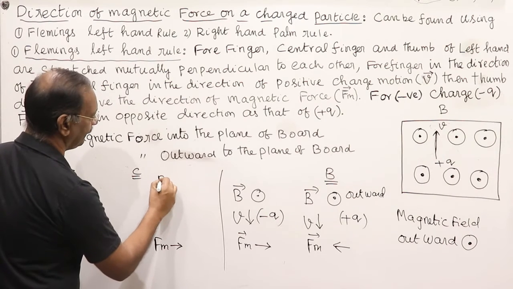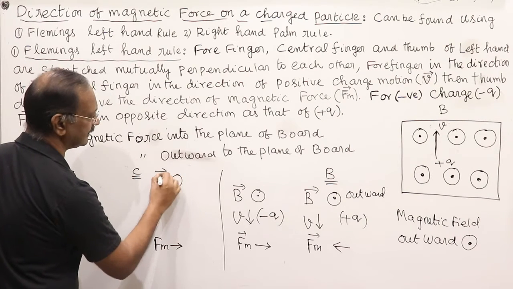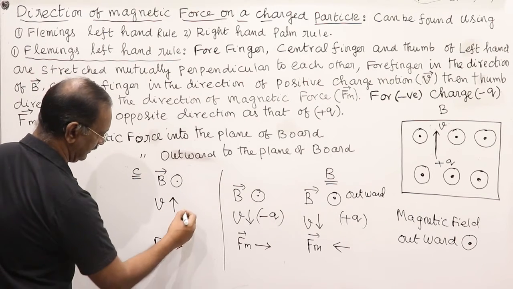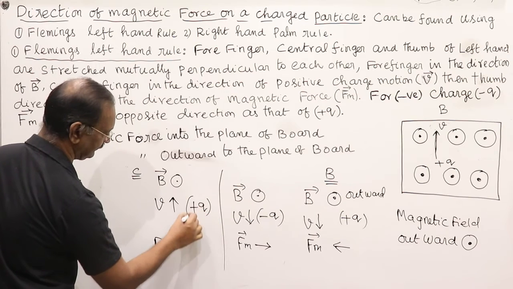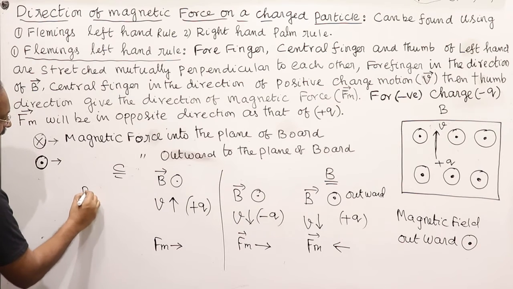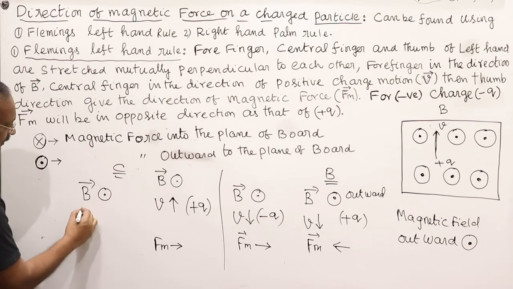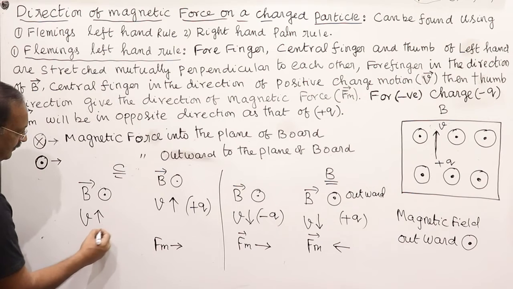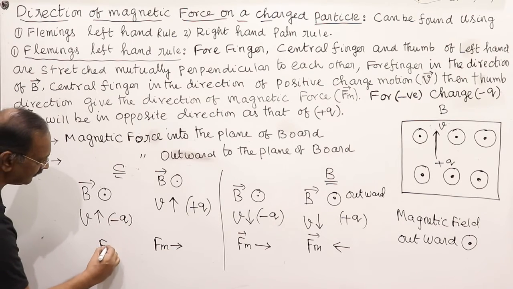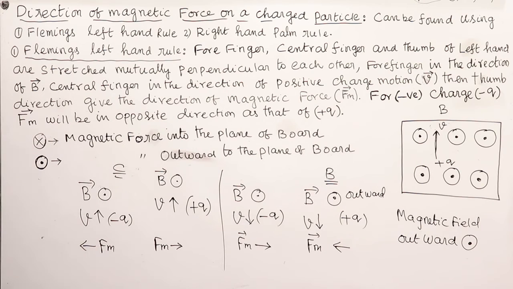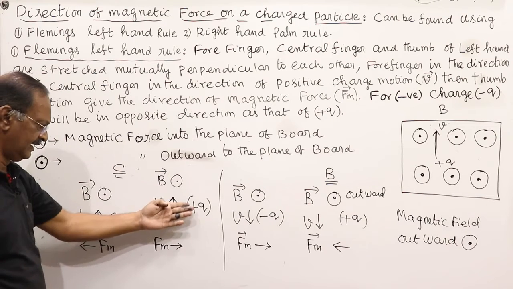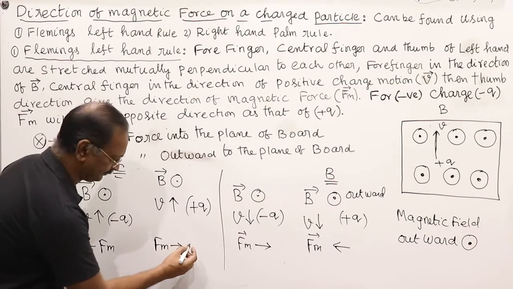That is for C. Magnetic field is in this direction, and velocity is in the upward direction, for positive charge. And for negative charge, this is condition C. Same, magnetic field is outward, velocity is in the upward direction, and we want to see for the negative charge. Exactly reverse, that is Fm will be in this direction. Very simple. For positive charge in this direction, negative charge with the same condition will be in the opposite direction.